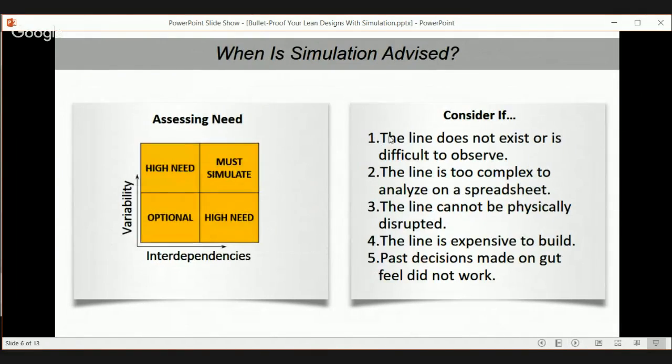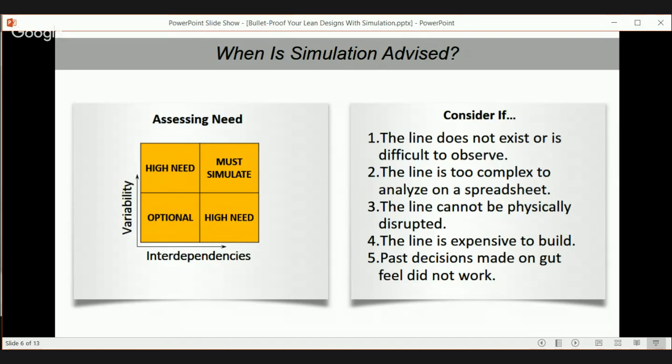Now, when do we need simulation? Well, you have a quadrant here, and the higher the variability, so that's people, machines, mixed model environment, or the higher the number of interdependencies, the more critical it is to test your design using simulation. So we have 4 quadrants. High variability would be high need, and high interdependency would be high need. Both of those would be virtually a must do if you want to avoid a lot of adjustments afterwards. Now, the lower left quadrant says optional, lower variability, lower interdependency. But as you'll see here in this webinar, that's not true either, because the example I'm going to share with you was pretty much low variability and low interdependency, and still it would have been very helpful.